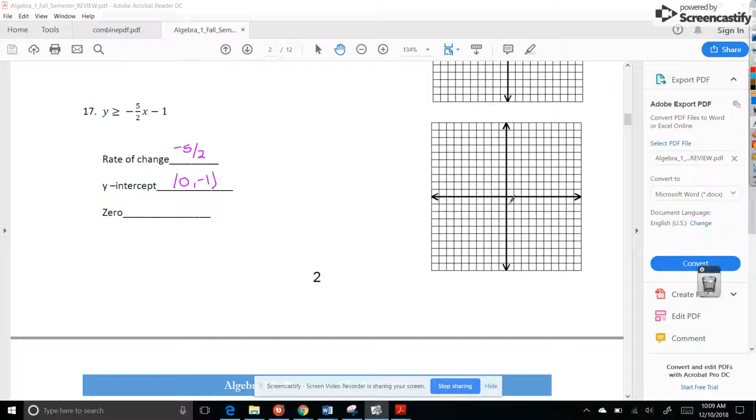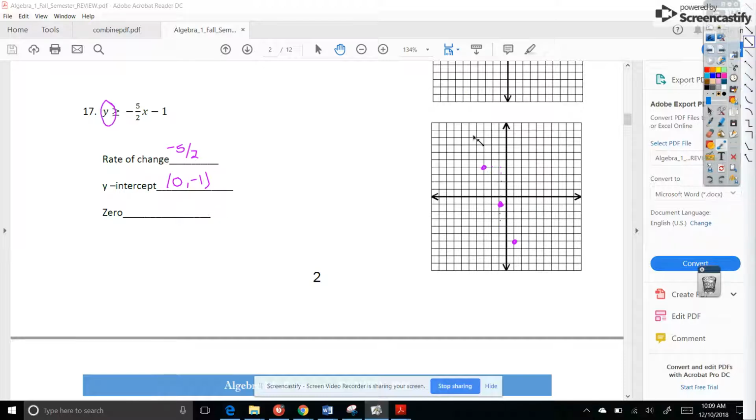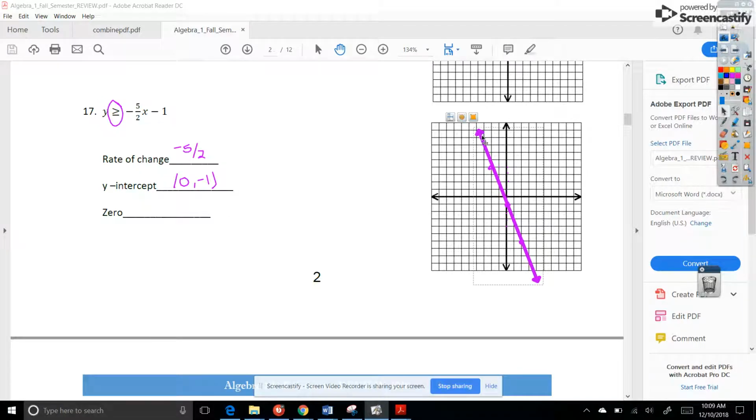So I'm going to start there at my y-intercept. My slope is -5/2, so that means down 5: 1, 2, 3, 4, 5, to the right 2. I can also go up 5 and left 2: 1, 2, 3, 4, 5, 1, 2. Okay, because this is a greater than or equal to, I am going to be able to connect this with a solid line. And it looks like my x-intercept is right in here.